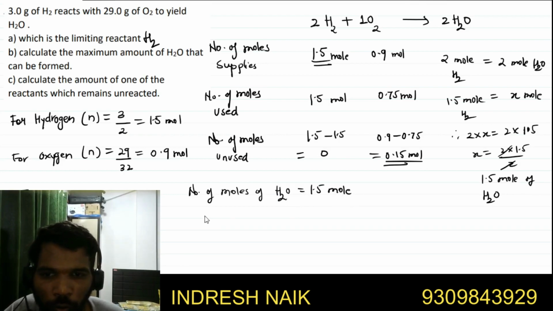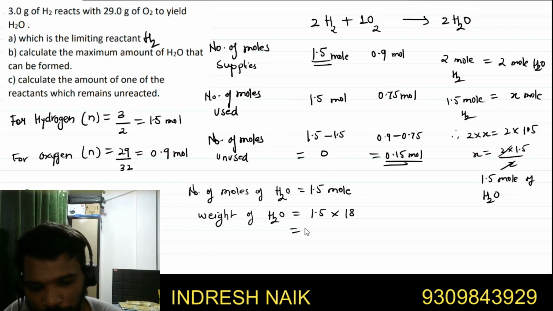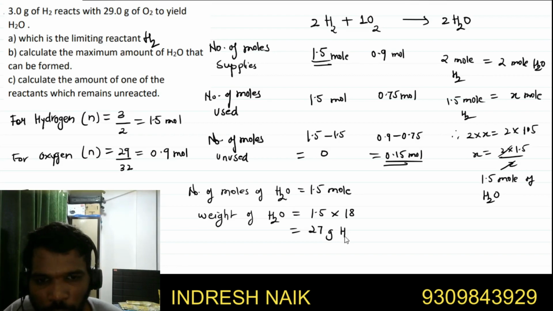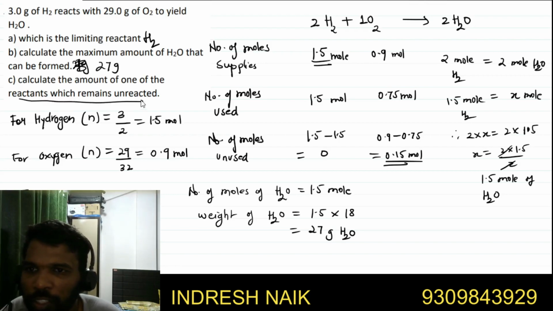Right? The weight of H2O formed will be what? Weight of H2O formed, if it is asked: 1.5 times molar mass, or molecular mass, of water, which is 18. So 18 into 1.5, that is 27 gram. 27 gram of H2O. So here the answer is 27 gram.